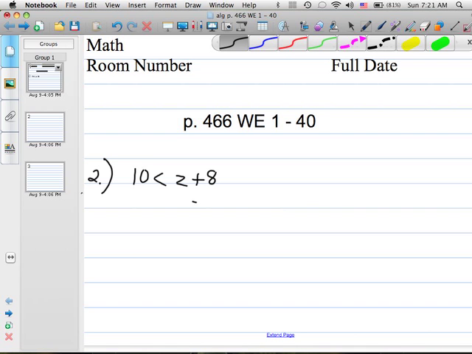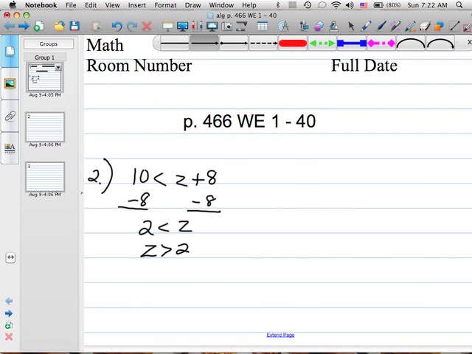So if I subtract 8 from both sides, I get 2 is less than z. And whenever you get a situation where the variable is on the right side of the inequality, to help you find the graph, or to correctly graph it, turn it around. If 2 is less than z, and this is where we use the comparison property, then z must be greater than 2. So looking at the graphs, we're looking for one that has an open circle at 2.